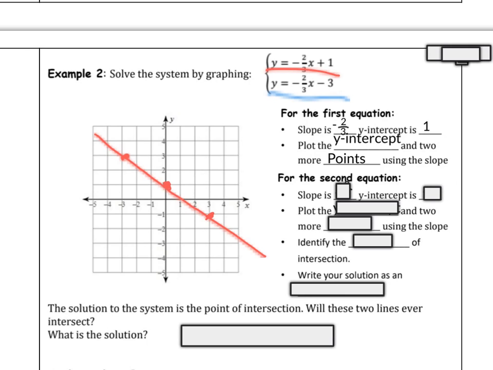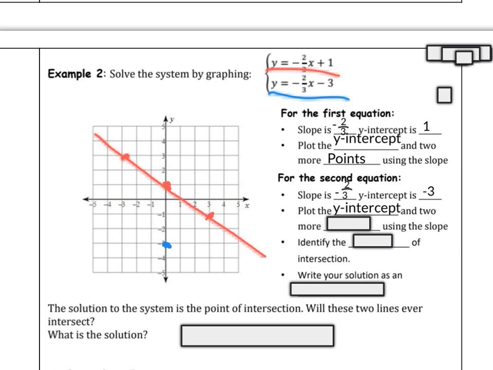Beautiful. Our second equation, y equals negative 2/3 x minus 3. First, our slope is negative 2/3. That's that slope right there, negative 2/3. And the y-intercept is a minus 3, or a negative 3. Let's start by plotting that y-intercept of negative 3. That's going to be right on the y-axis, right here at negative 3.